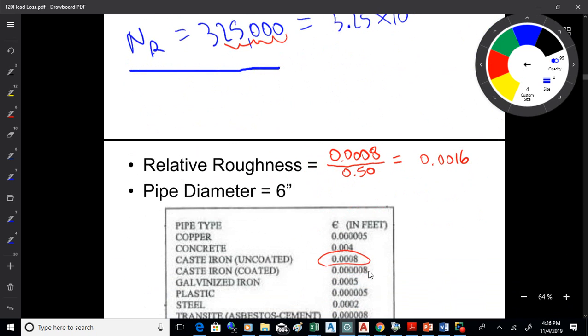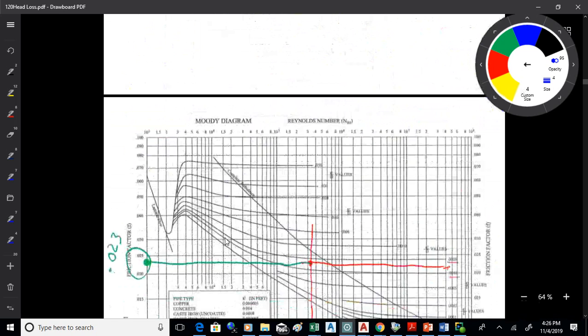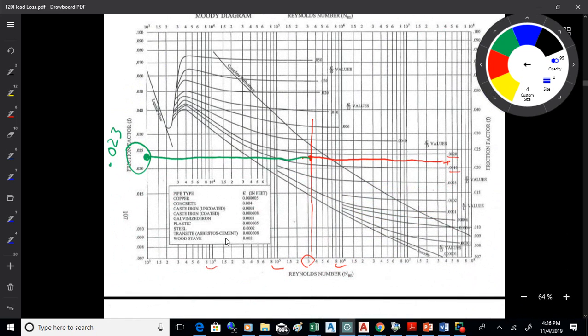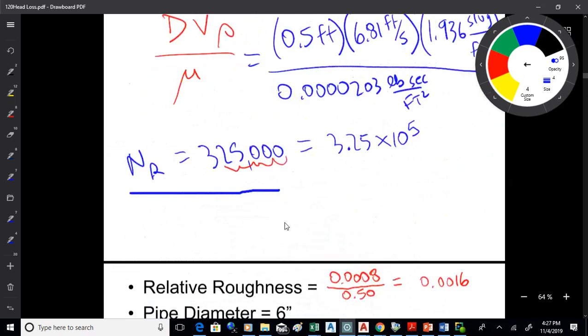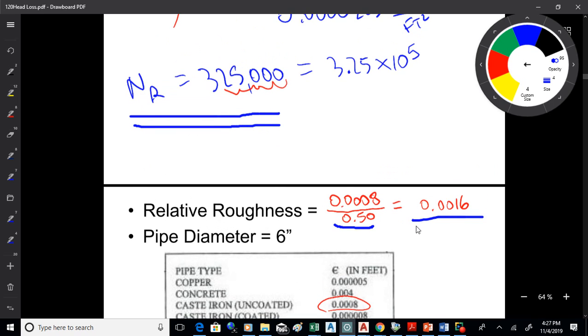Now, the next thing we want is the relative roughness. We're going to look at this little chart that is on our Moody diagram, okay, right there. And we're going to see for what we have, which is unlined cast iron pipe, the epsilon value in feet is 0.0008. I'm on page 120 for the Moody diagram. All right, so that's right there. I'm going to take that number and divide it by the pipe diameter, which is 6 inches, half a foot. So this is all in feet, so 0.0008 divided by 0.5 gets me what's called the relative roughness, 0.0016.